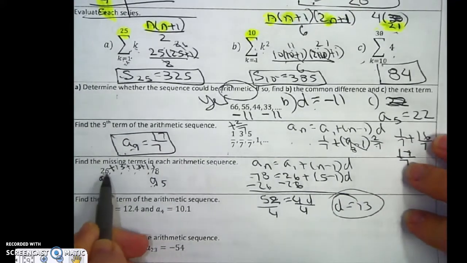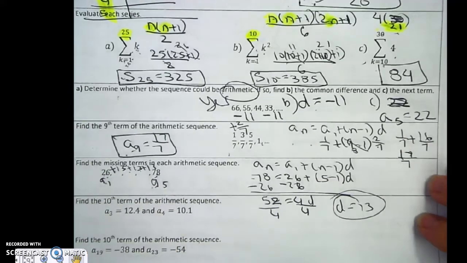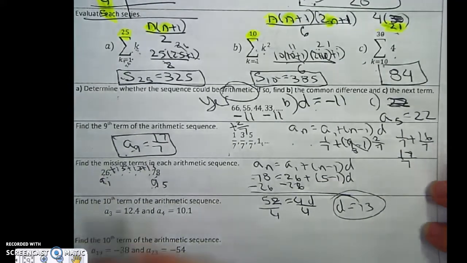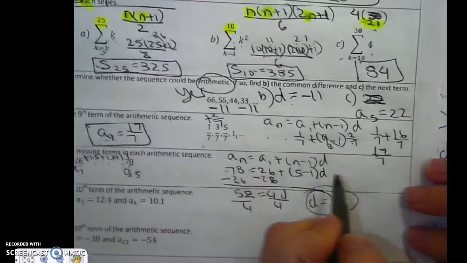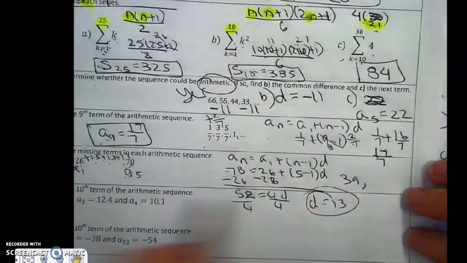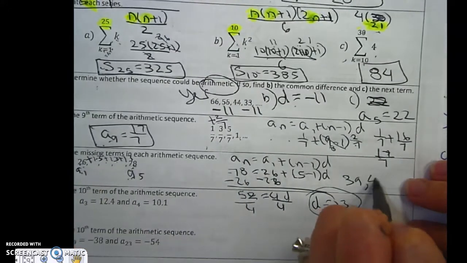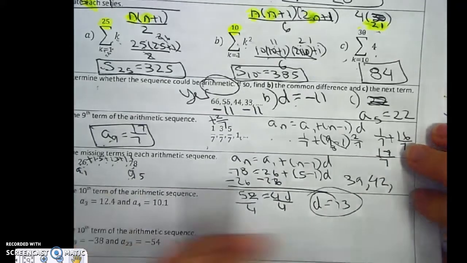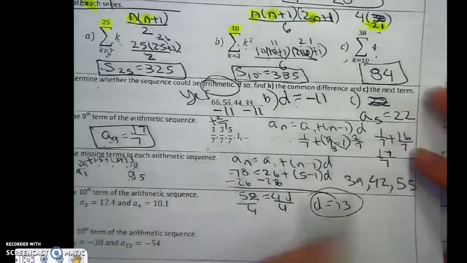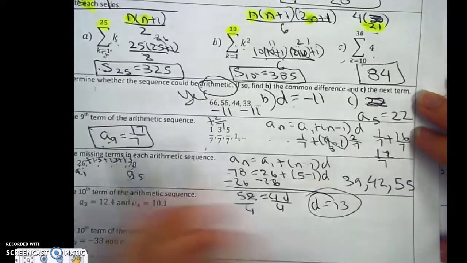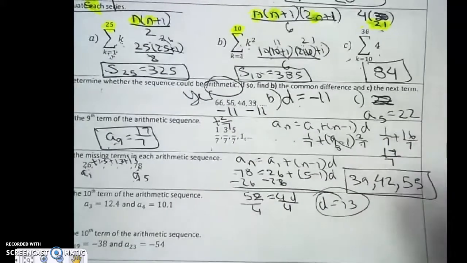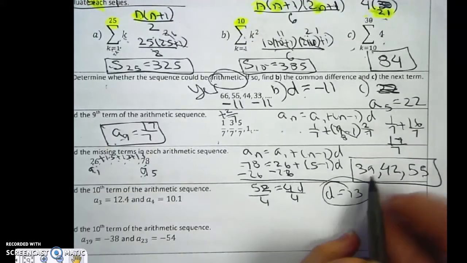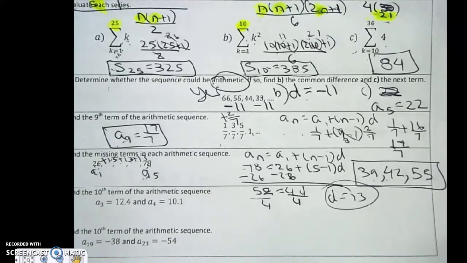Now that I know my pattern, plus 13, plus 13, plus 13. Don't give me the answer of 26 and 78. Those are not my missing terms. Those are the terms I see. 26 plus 13, 39, comma. 39 plus 13, 52, comma. Plus 13, 65, comma. Plus 13, 78. I know how to add. Good to go. I do not need you to write A sub 2, A sub 3, A sub 4. I'll do this problem in the second video.